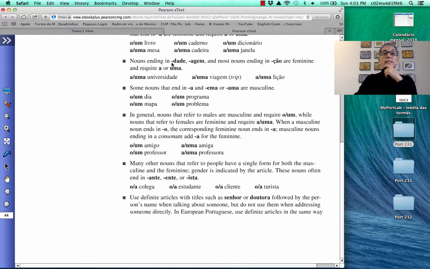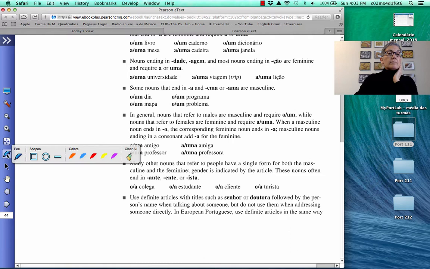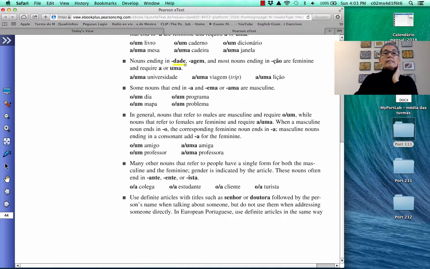So, nouns ending in dade or agem, and most nouns ending in são are feminine. So, this is something that is a good idea because this concept of masculine and feminine, it's very different. So nouns ending with these endings here, they're usually feminine. So this is going to help you, okay?